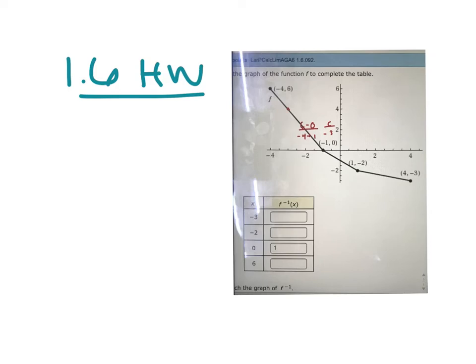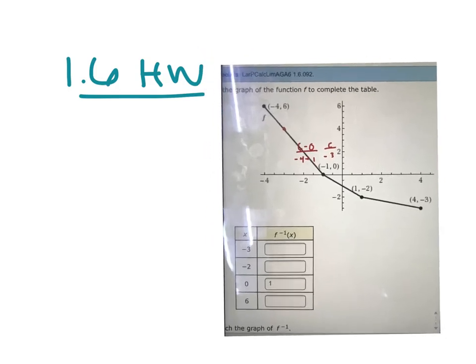Esty, can you do number 59? Okay, so this is the last one? This is the last one from the homework from 1.6. It said use the graph of the function f to complete the table. So you want to identify the points from your graph. So if x is -3, which is here, what is the y? And it looks like the y is 4.